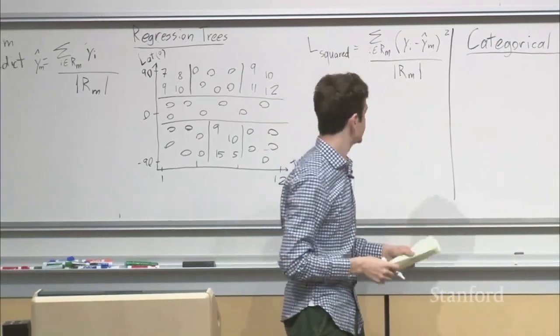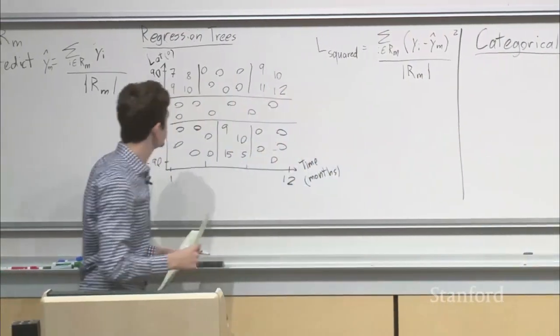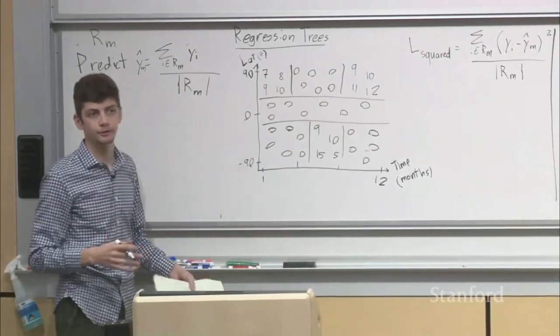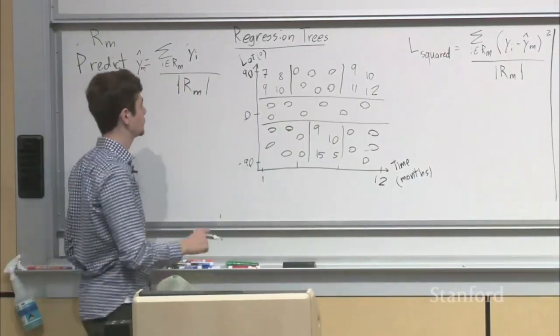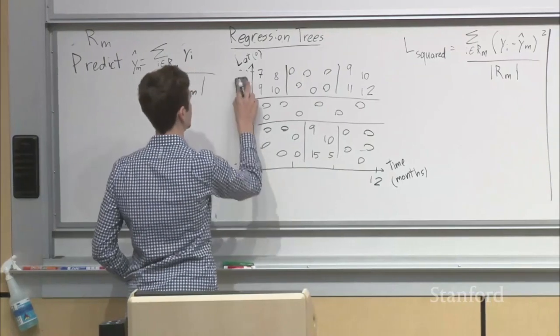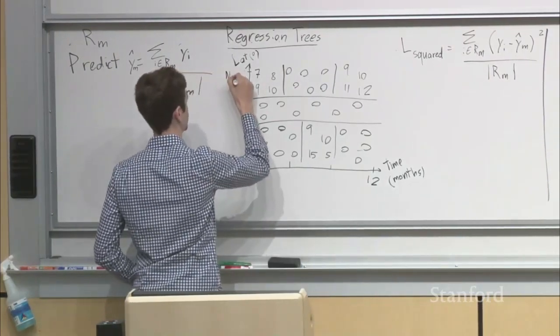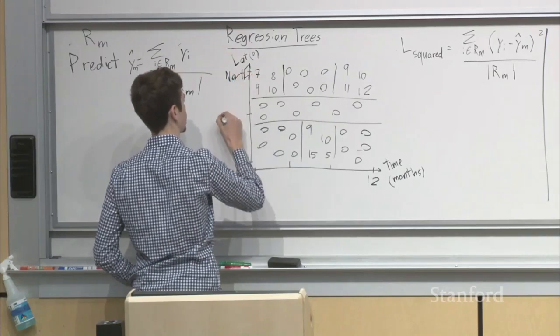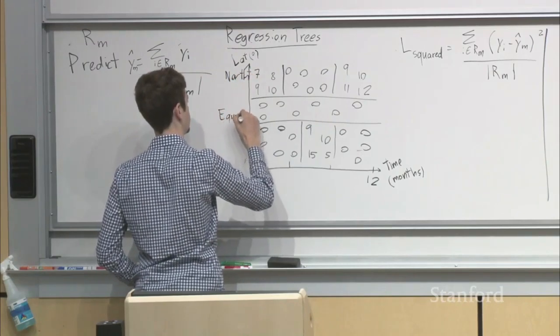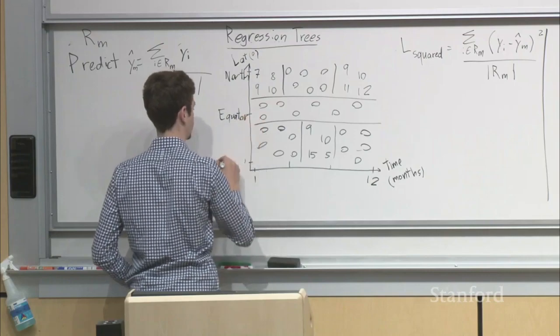And basically, for this case, you could imagine that instead of having your latitude in degrees, you could just have 3 categories, right? You could have something like, this is the northern hemisphere, this is the equator, and this is the southern hemisphere, okay?